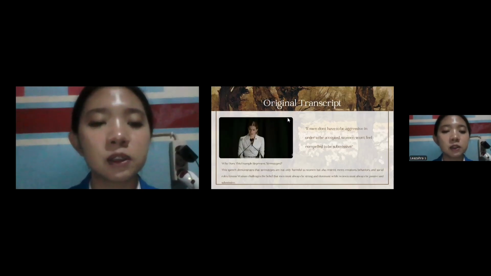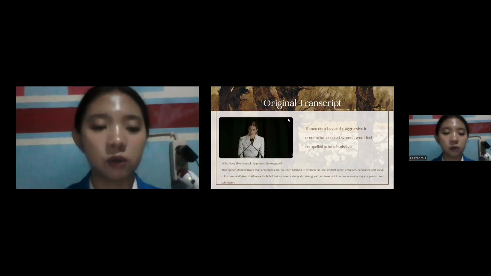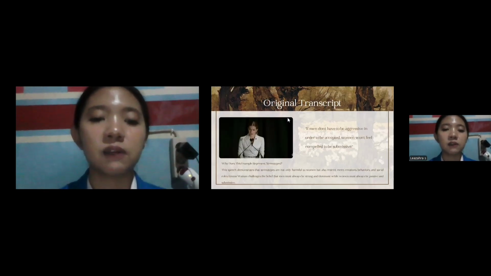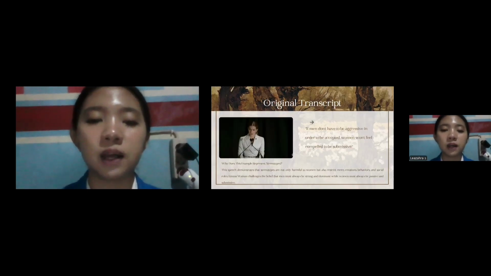Because this speech demonstrates that stereotypes are not only harmful to women, but also restrict men's emotions, behavior, and social roles. Emma Watson challenged the belief that men must always be strong and dominant, while women must always be passive and submissive.